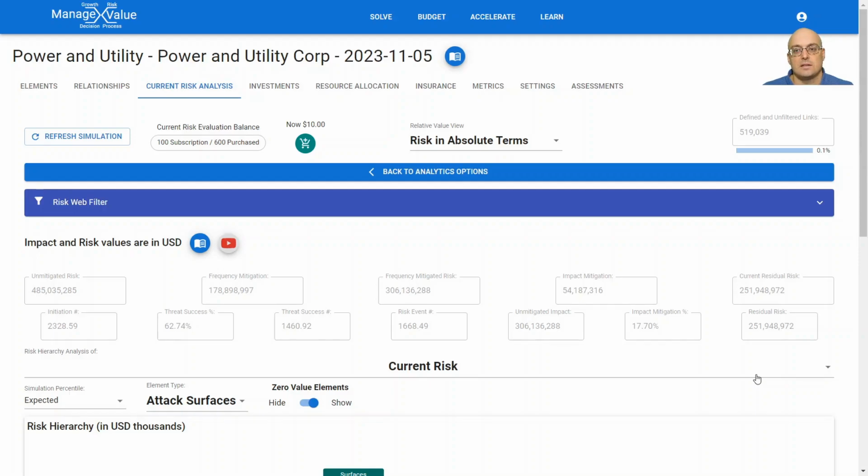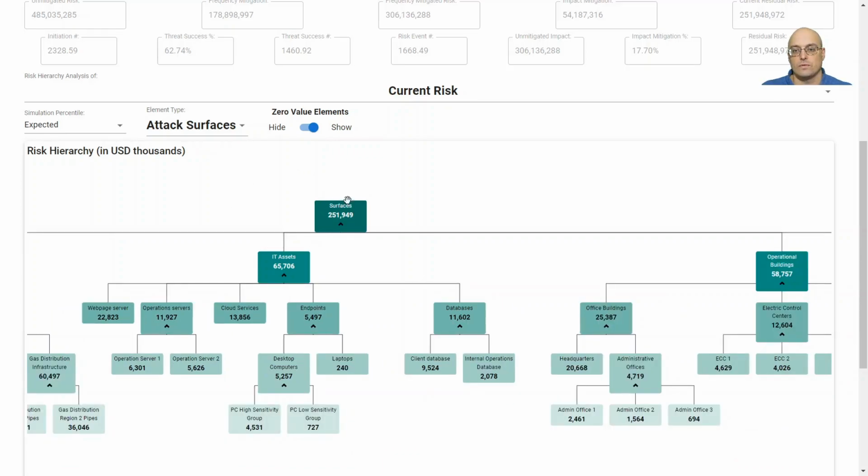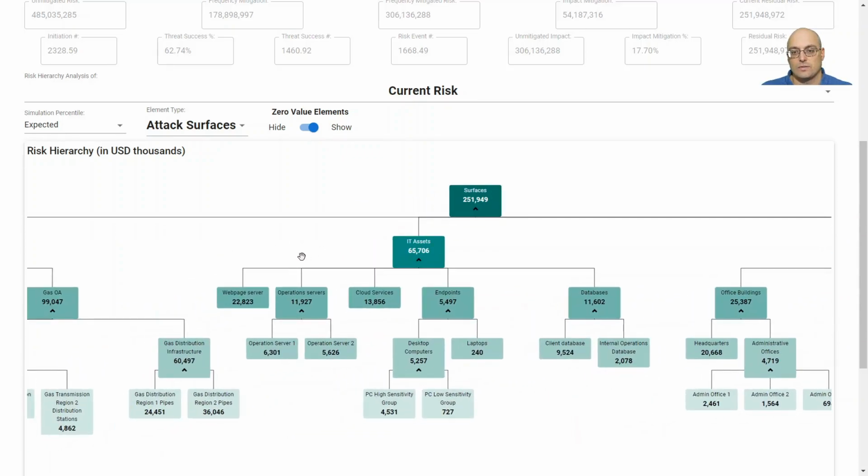And we designed the ManageXValue risk quantification platform specifically for this type of purpose, to be able to scale quantification to a very granular level, while at the same time be able to provide an aggregate view for the enterprise risk managers. So within the current risk analysis and the hierarchy dashboard view, you see that we are focusing now on the attack surface view, which basically provides an overview of the overall risk within the organization, but based on the various attack surfaces of this organization.